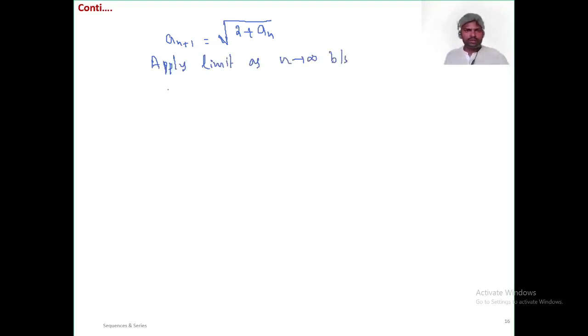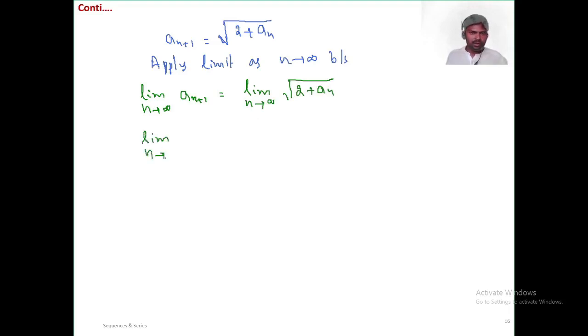Then what will you get? Limit as n tends to infinity of a(n+1) equals limit as n tends to infinity of square root of 2 plus an. Now here you should be a little cautious. Listen carefully: let us take the limit inside, so we get square root of 2 plus the limit as n tends to infinity of an.